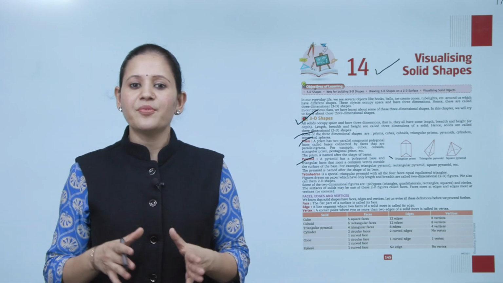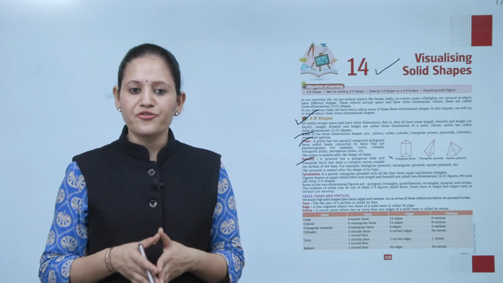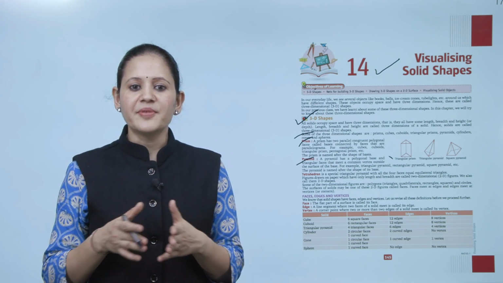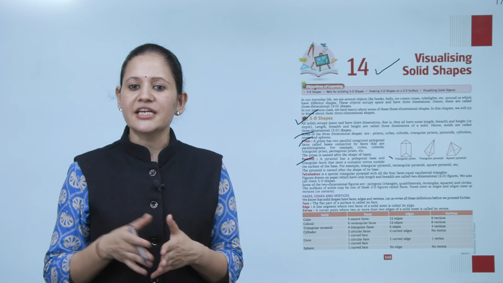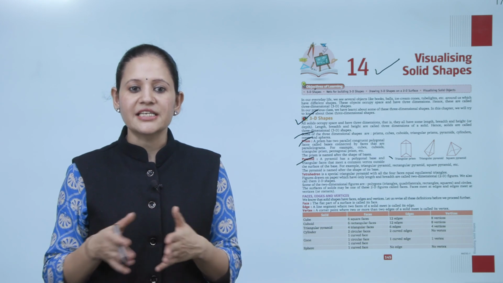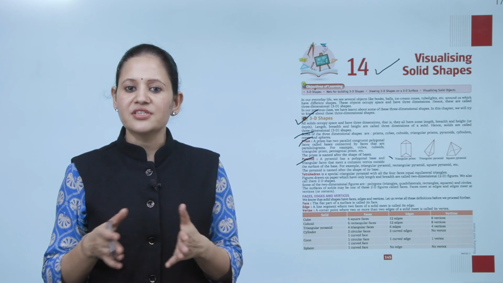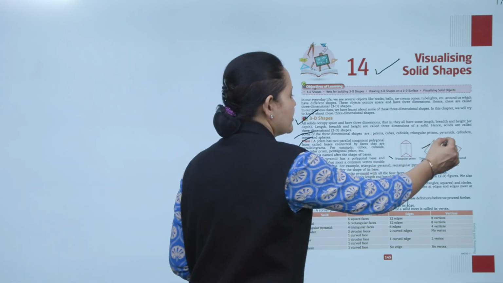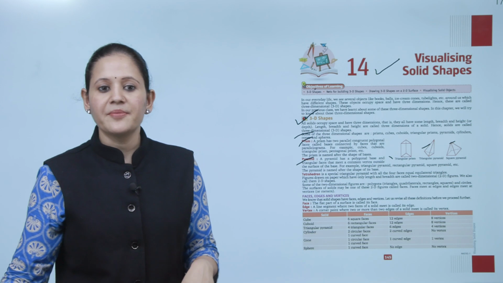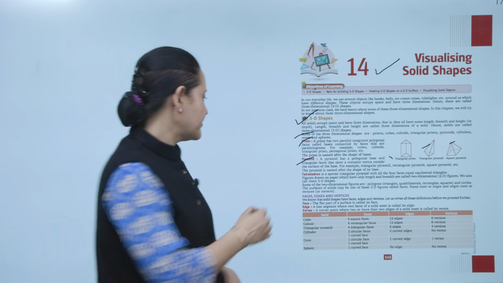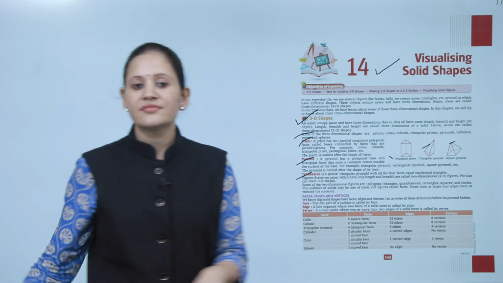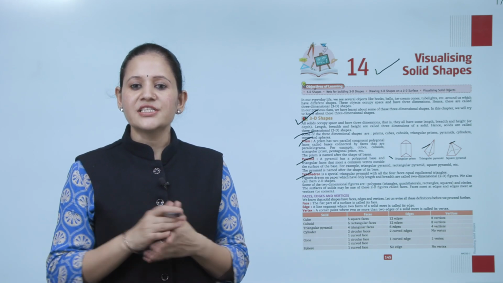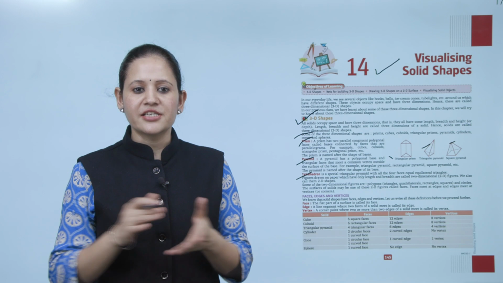A pyramid has a polygon base and triangular faces that meet at a common vertex above the surface of the base. For example, triangular pyramid, rectangular pyramid, square pyramid, etc. The pyramid is named after the shape of its base. So, these are examples of pyramids, triangular pyramid and square pyramid. Next is tetrahedron. It is a special triangular pyramid with all faces equal equilateral triangles.